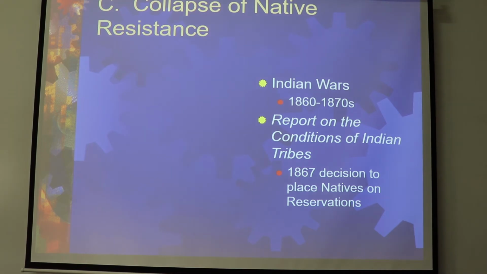Now, as you can guess, as people are moving west, there are people that are already living out there, Native Americans. So it should come as no surprise that from the 1860s through the 1870s, even petering into the 1880s, there were savage Indian wars going on all along the frontier. Well, in 1867, the U.S. government decides to write a report on it to see what they should do, called the Report on the Conditions of Indian Tribes. And the decision was made that it would be best for everybody if the Native Americans were put on reservations, kept apart.